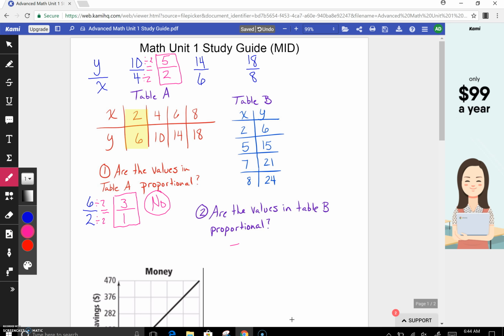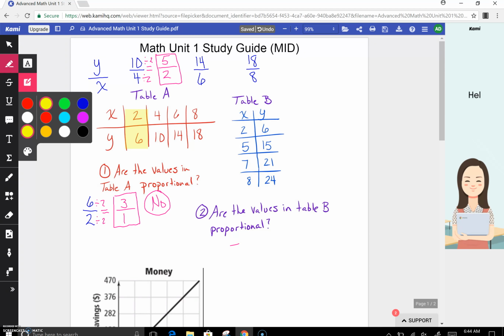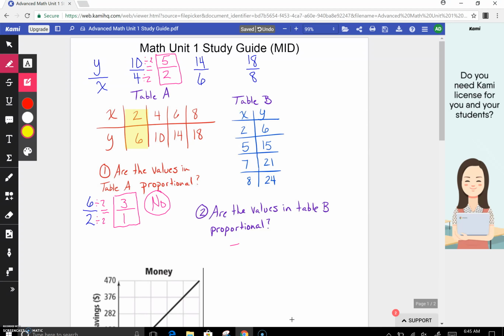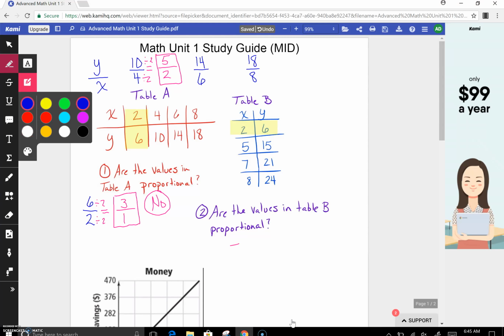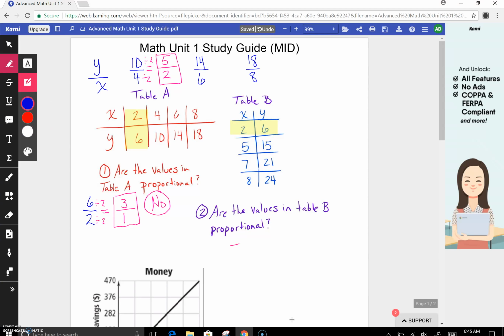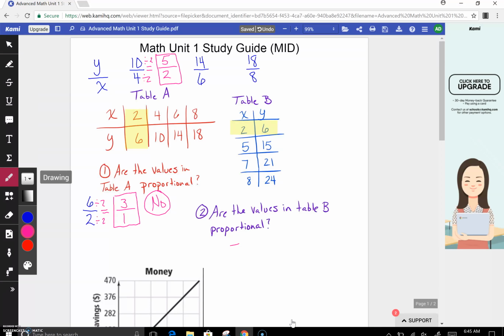On to table B. Number 2 says, are the values in table B proportional? So this one is written vertically instead of horizontally. It doesn't change anything. Again, we're looking from our y value to our x value. So our first ratio in this table will also be 6 over 2. Both have a common factor of 2, just as they did in the last problem, and we would get a unit ratio of 3 over 1.